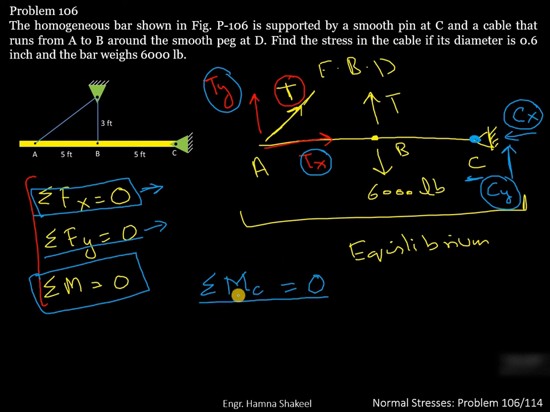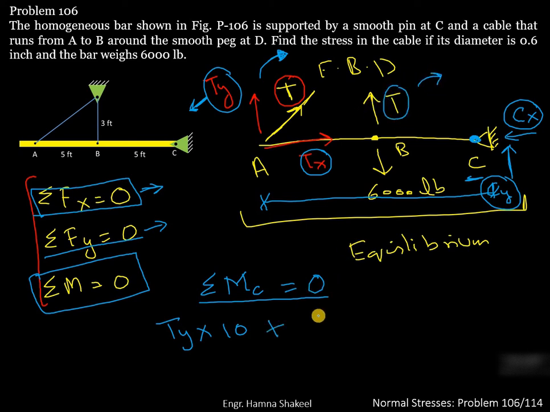Let's write the equation for sum of moment at point C equal to 0. So this Ty force is causing a clockwise moment. So this will become Ty multiplied by this whole distance from T to the C point, which is 10. Plus this T force is also causing a clockwise rotation. So it will become T multiplied by the distance between this point and C, which is equal to 5 foot.